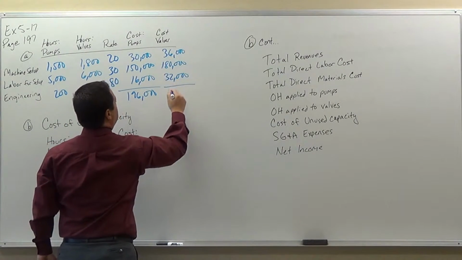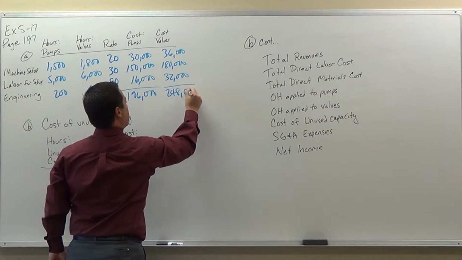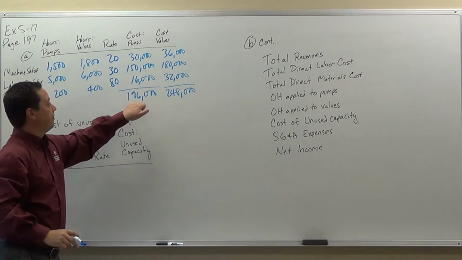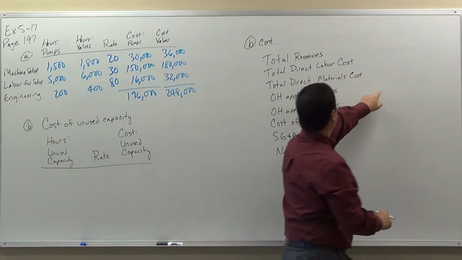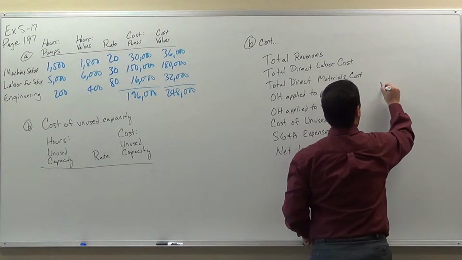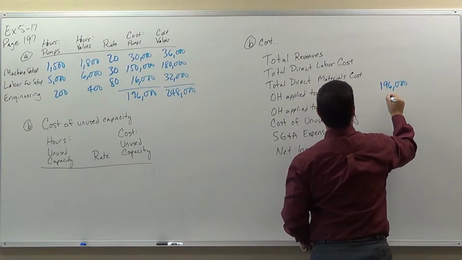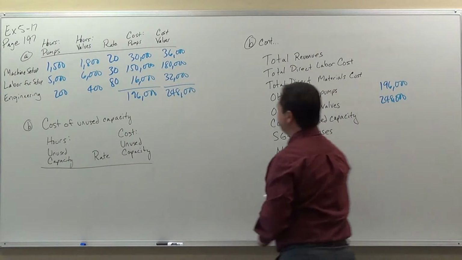Total all that up, looks like that is 248. So $248,000 and $196,000 for the cost there. So I'm going to move these over to here real quick, since I already have that. And then we'll get moving forward on the next problem, but I want to move that over.